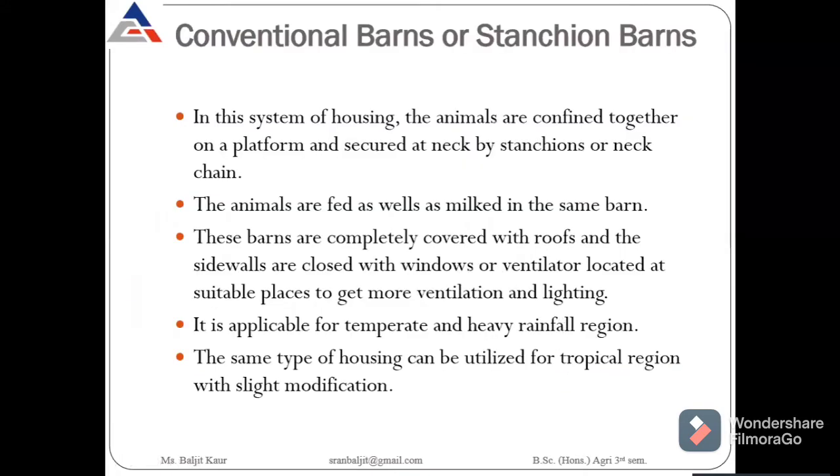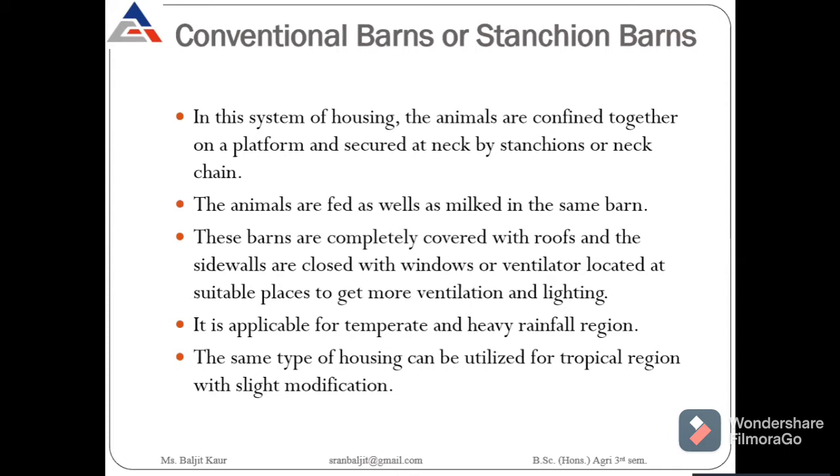So there are some other kinds of barns which are required at the sheds. Conventional barns or the stanchion barns mean that these animals are secured by a chain, right? This is a very conventional method. Animals are confined together on a platform and they are secured at the neck by the stanchions or neck chains. Animals are fed as well as milked in the same barn. So milking and feeding of animals is done in the same barn.